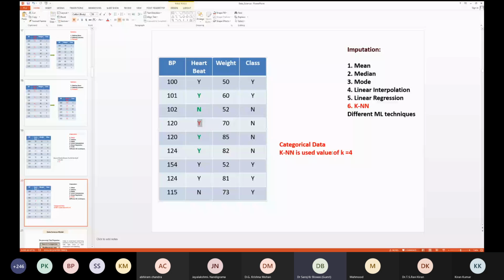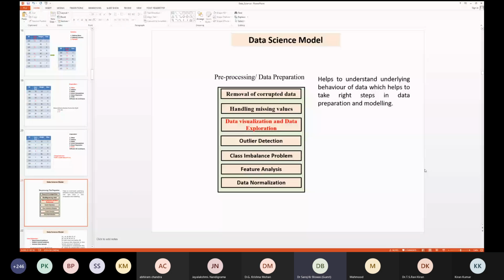After handling the missing values, the next step is called data visualization and data exploration. What is that actually? In this case, the data has to be explored. Different kinds of statistical tools can be used here. Different characteristics and the underlying behavior of the data can be analyzed by numerical computations or also by visual tools. If we do data visualization and data exploration, how does it help us? It helps to understand the underlying behavior of the data, which helps to take the right steps in data preparation and modeling.